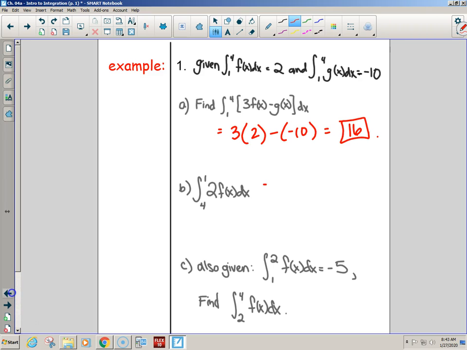So wait a minute. What do you think this one's going to be? There is going to be a 2. There is going to be a plugging in of 2. But what's missing? A negative, because the bounds are switched. Oh, this one's going to be negative 4. And then this last one.